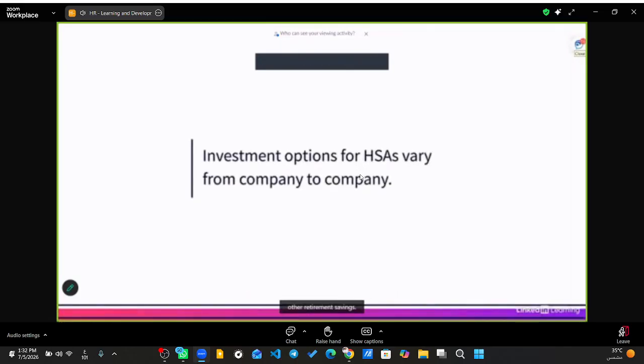If you don't need the money for medical expenses, you can invest it just as you would other retirement savings. Investment options for HSAs vary from company to company, but usually you can invest your unused HSA balance in one of a number of mutual funds.